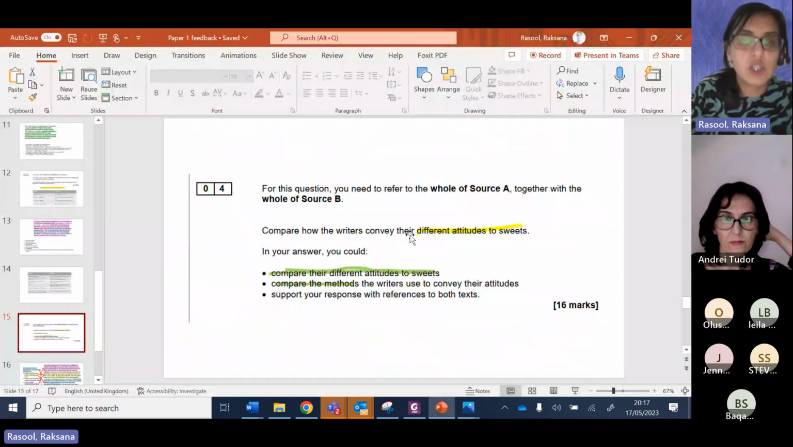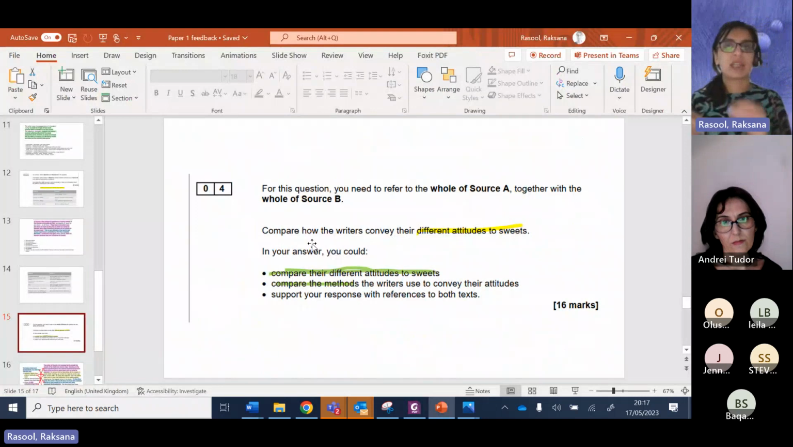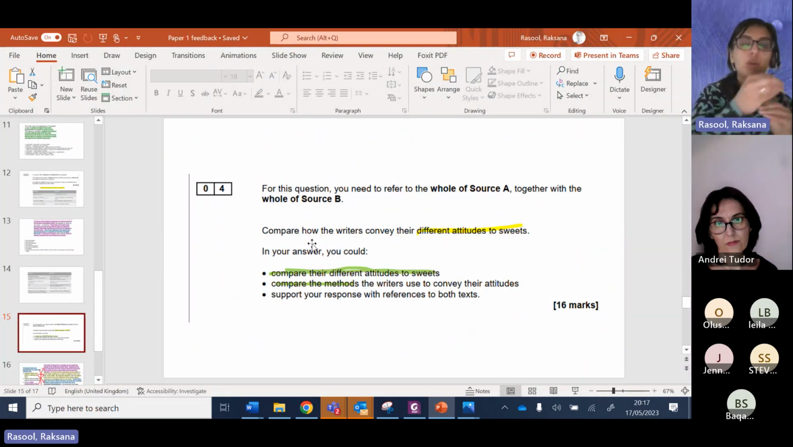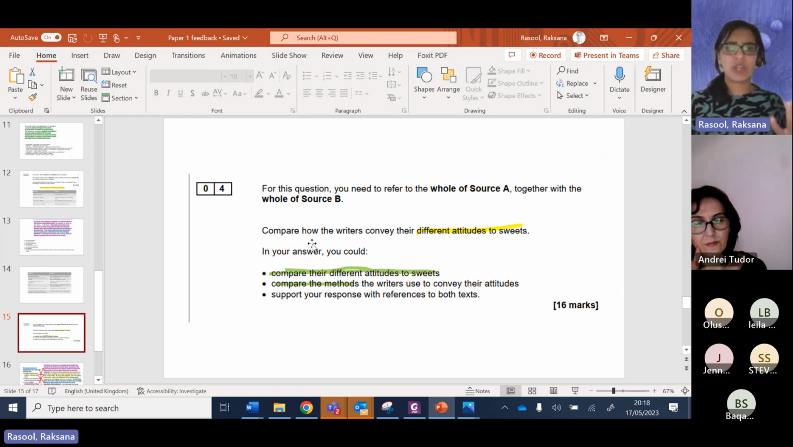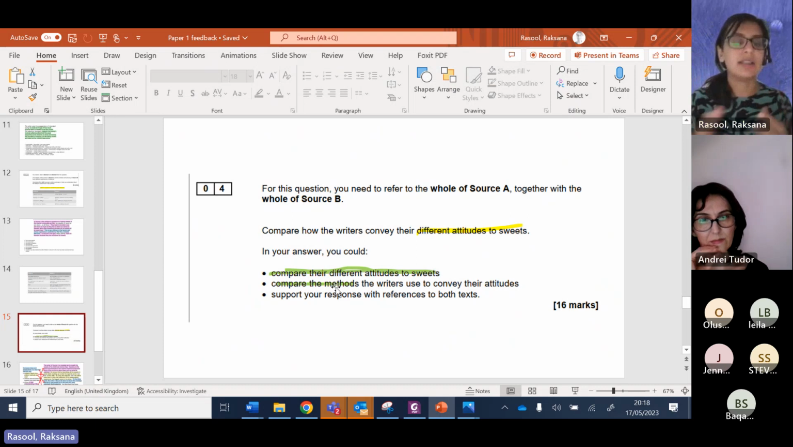So compare how the writers show, convey just means show, the different attitude to sweets. Because it's asking you to compare, you're looking at similarities and differences. The similarities are that they both talk about sweets. They are both extracts about sweets, but that's all. Source A is a light-hearted, humorous account of how his childhood was affected by sweets. And you've got language techniques, the methods used to show this: the alliteration, the hyperbole, the similes, the humour, and it's all entrenched in the fun that they had as a group, not just him individually, that this group of children had.